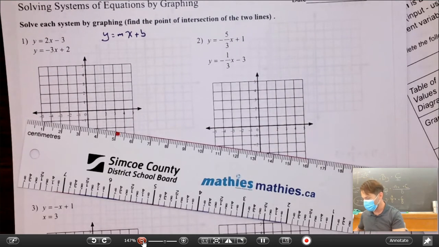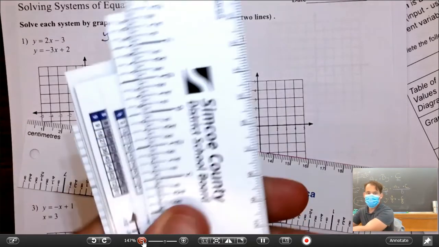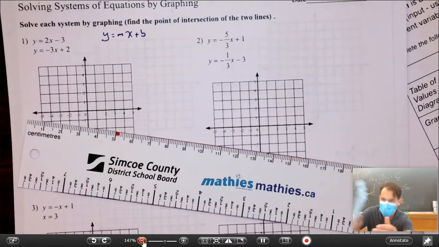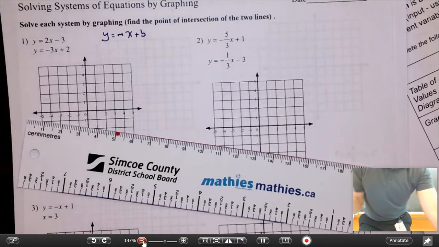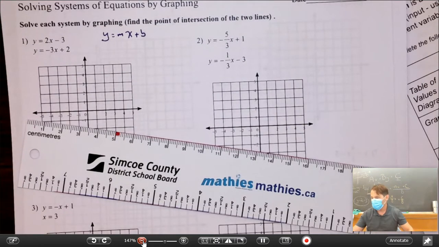Okay? If people want a ruler, I have some extras. Do I ever have some extras for you? Okay, so I'll put the extras up here if people need a ruler. All right, now let's carry on.